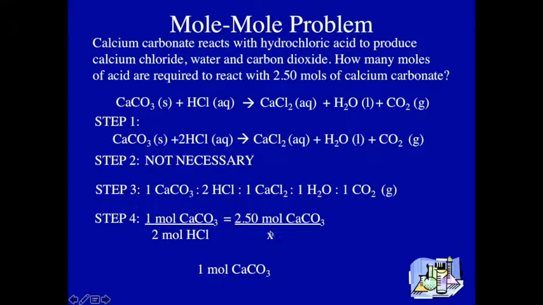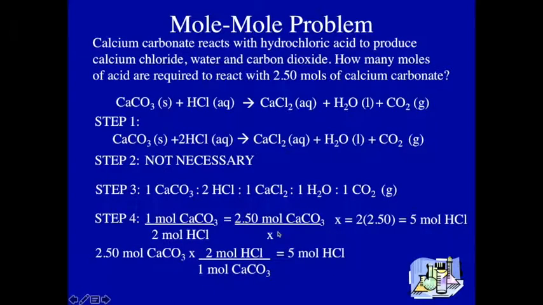And once I do my cross multiplication, I'm going to get the answer that I need. I'm going to get exactly how many moles of hydrochloric acid I would need. Now, you may notice this is a 1:2 ratio. So I would predict that the number of moles of hydrochloric acid would be double the moles of calcium carbonate. And in that case, we find out that's true. If I do my cross multiplication, I find that out.